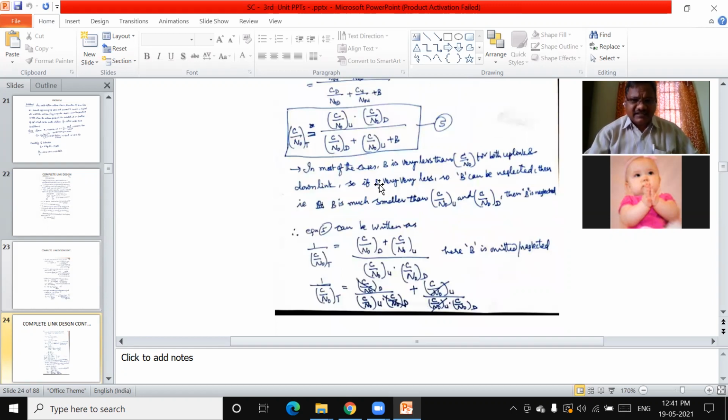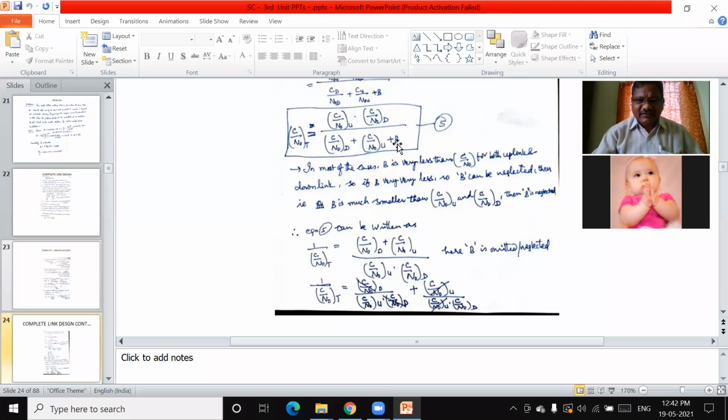And now, in most of the cases B is very much smaller than this C by N not D or C by N not U. B value is very much smaller than this value and also this value. Therefore, this B can be neglected, and this term can be removed. Now you have to see that by saying the word B is very much less than the C by N not D and C by N not U, B can be neglected. Use that word and you remove this one.